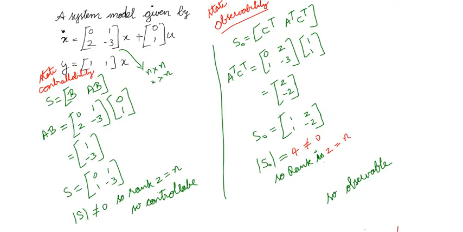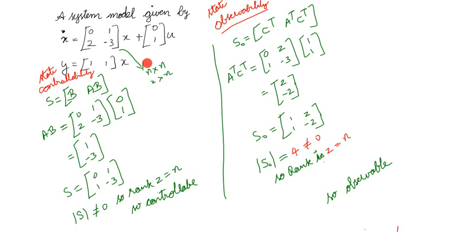Now, a system model is given. They are asking whether the system is state controllable and state observable, right? So look, A is given, B is given, this is your C. For state controllable, it is B, AB. First find AB, A into B, we get this. So form the matrix S with B and AB. Find the determinant, it is not equal to 0, so the rank is 2.